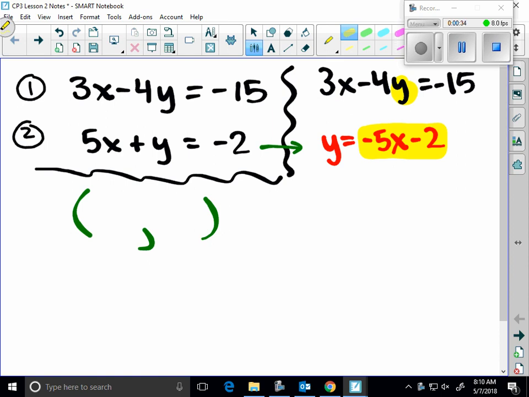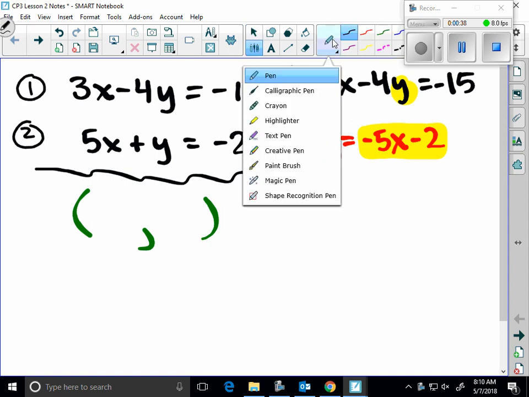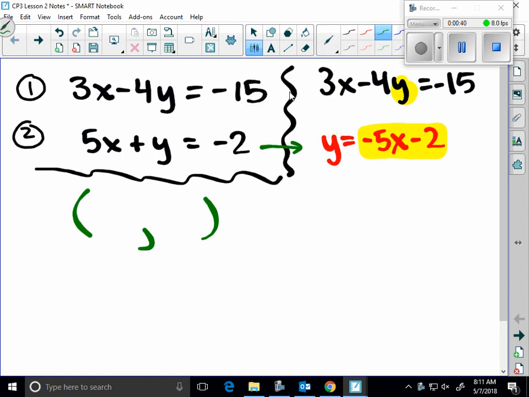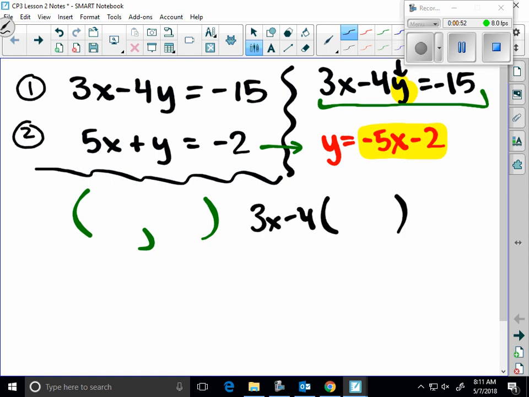Do you see that? All right, so I'm going to plug that in. Let's do it. I'm going to rewrite this right here, only I'm not going to place this y in there. I'm going to replace it. So I got 3x minus 4 times some quantity equals negative 15. That quantity that I'm going to plug in there is negative 5x minus 2. Okay, everybody comfortable with that?